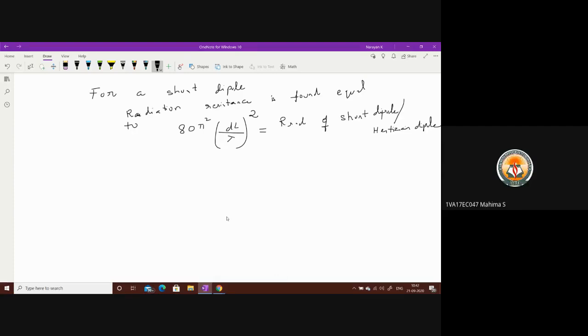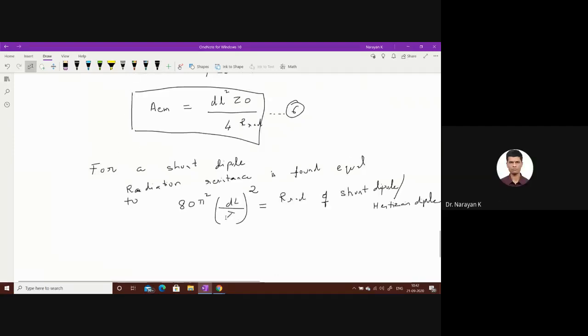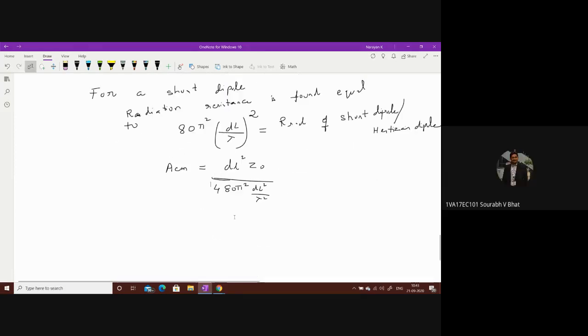Yes, sir. So if I substitute in your equation 6, your maximum effective aperture will become dl square Z naught divided by 80 pi square dl square by lambda square into 4. Agreed? Yes.